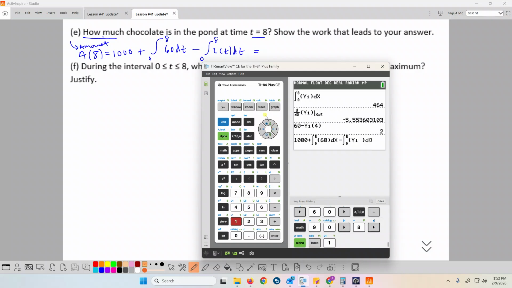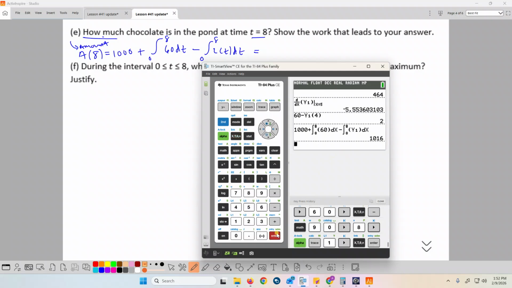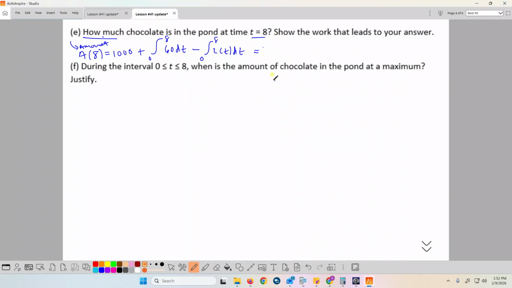You notice how many times we've had to use this function? That's why it's a super awesome tip to always save that in your calculator, so you don't find yourself retyping that 10 times during an FRQ. All right, we're going to hit enter. Let's see what we got. 1,016, and what does this represent? It represents how much chocolate, so I guess we can say gallons here. Let's write this out as 1,016 gallons of chocolate. That's super important.